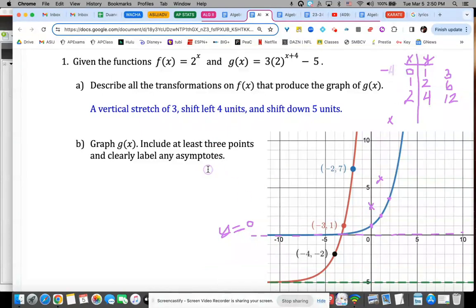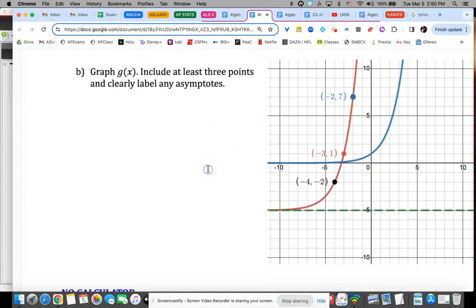All right, let me erase all this, and then we'll move down to the next problem. A lot of writing, so a lot of erasing. Okay, I think I got it all.